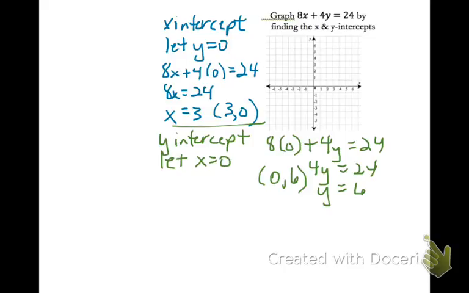So here goes 3, 0, right on the x-axis. Here is 0, 6. 1, 2, 3, 4, 5, 6. And then draw your line, because you only need 2 points to draw a line. And I'll try to hit my points. It is not easy to graph a straight line on this.